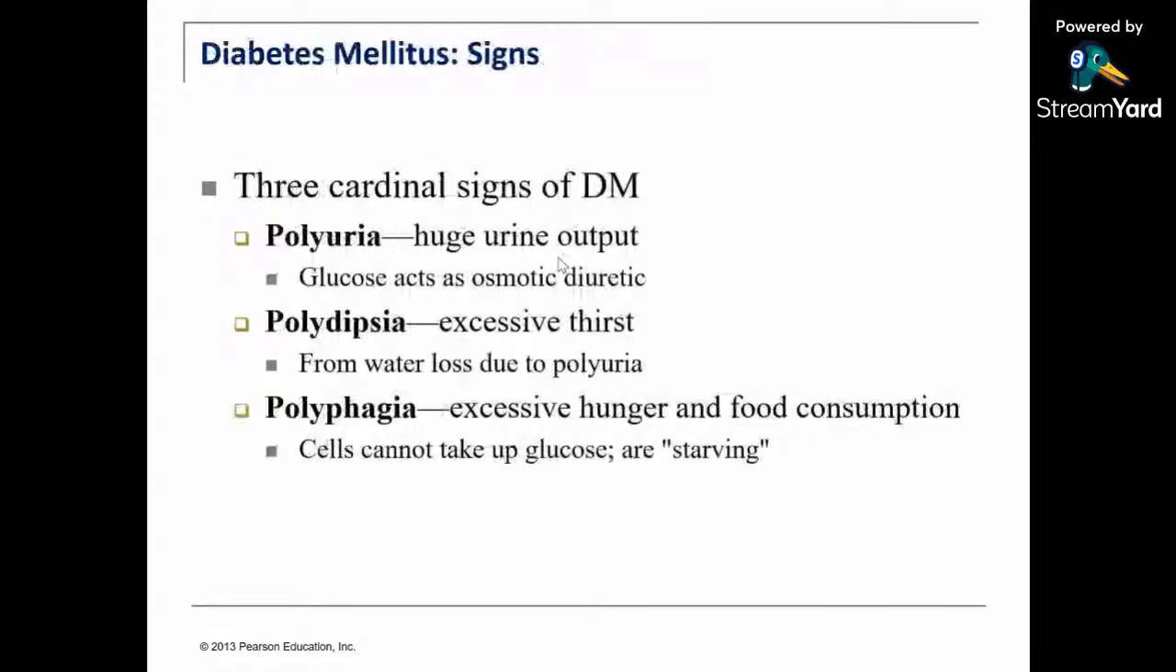Three cardinal signs of diabetes mellitus are polyuria, huge urine output, polydipsia, excessive thirst, and polyphagia, excessive hunger and food consumption.